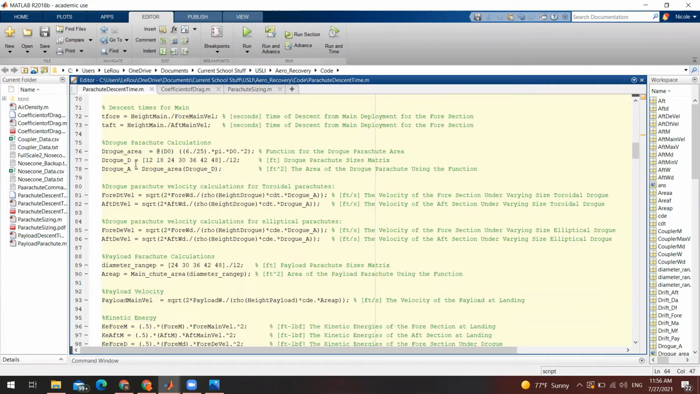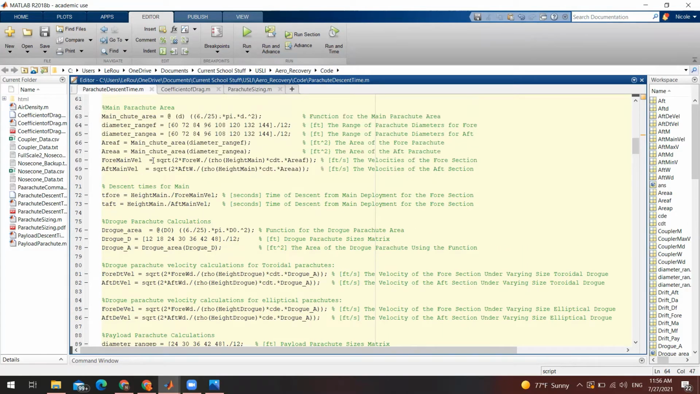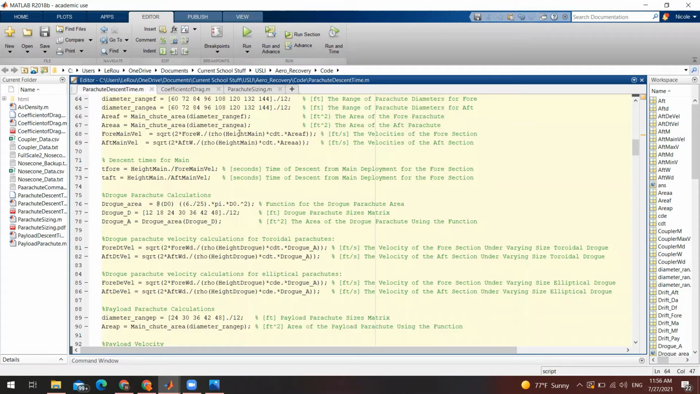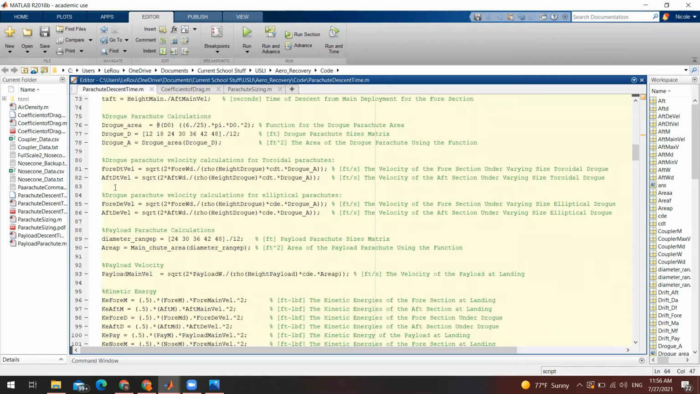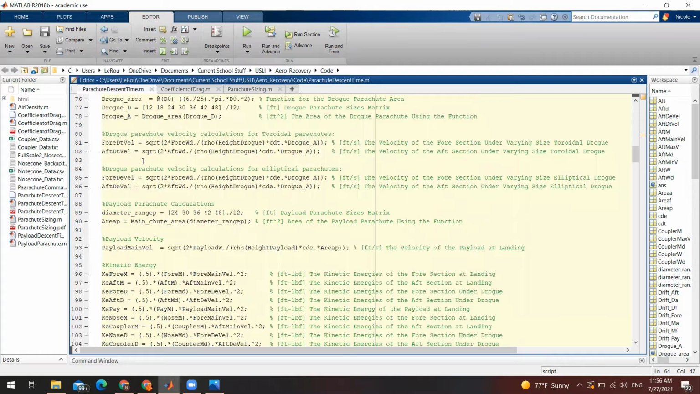We also did a drogue parachute calculation. This is a range from 12 inches to 48 inches for drogue chute size. And then we did the same thing, drogue area. Since we used the same drogue area for the fore and aft, I didn't need to have more than one like I did up here. So it's all just one big thing. Then the main velocity of the fore for a toroidal, or the velocity for an elliptical parachute.